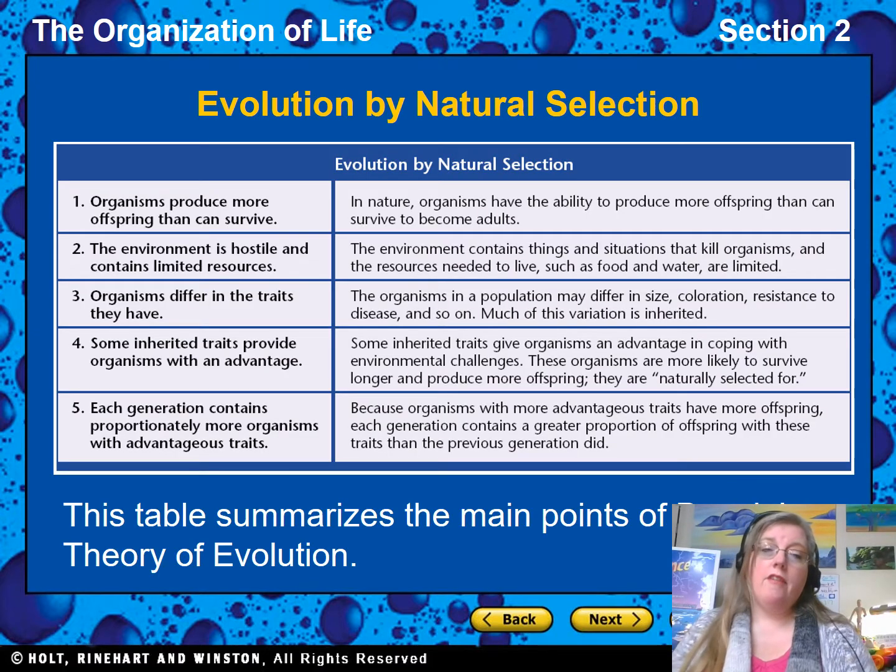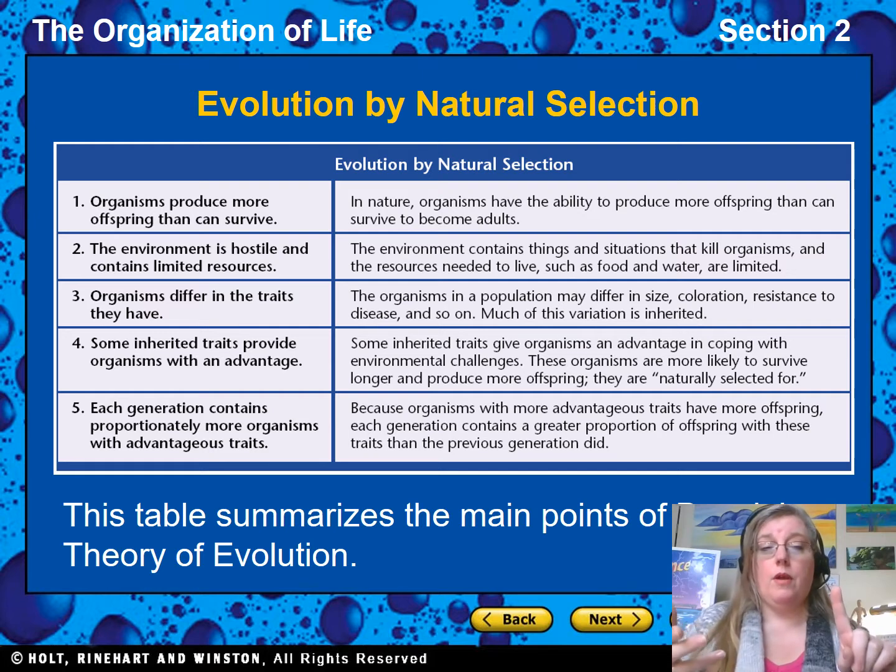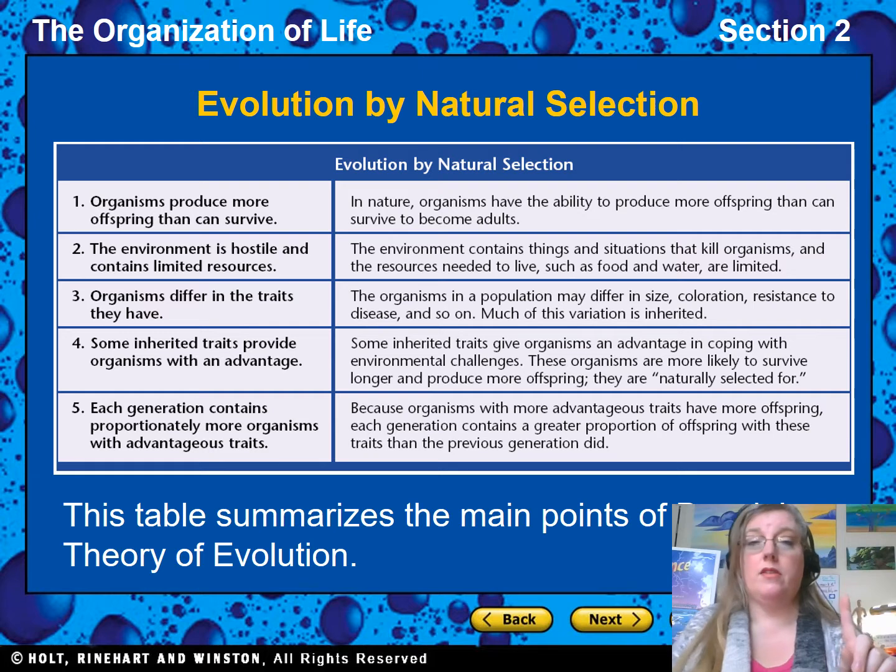These are the 5 main points of Darwin's theory. Now I'm going to go over the basics with this number right here, but when you're looking at it in your notes, I want you to read these very carefully, okay, because it helps explain it. So the first part of Darwin's theory is that organisms have a lot more offspring than are expected to survive.